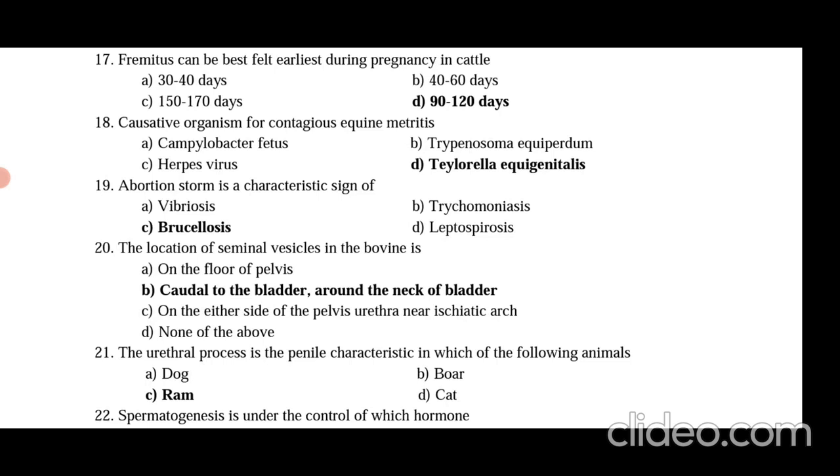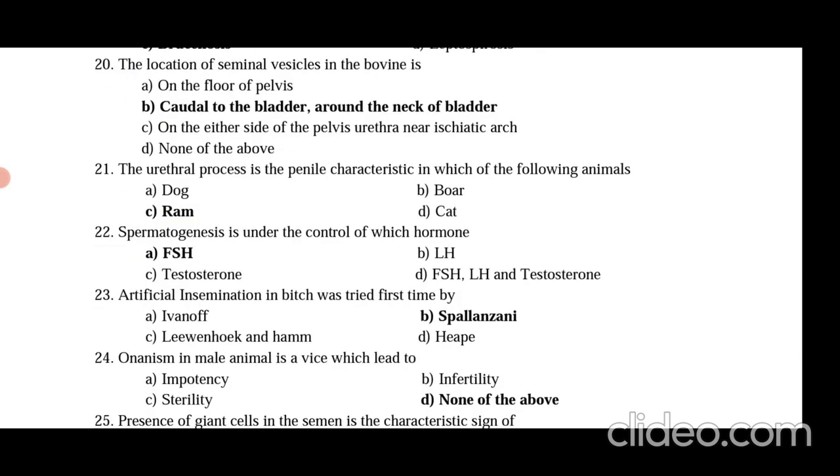The location of seminal vesicle in the bovine is caudal to the bladder, around the neck of the bladder. The urethral process is the penile characteristic in which of the following animals? Urethral process is the penile characteristic of ram.